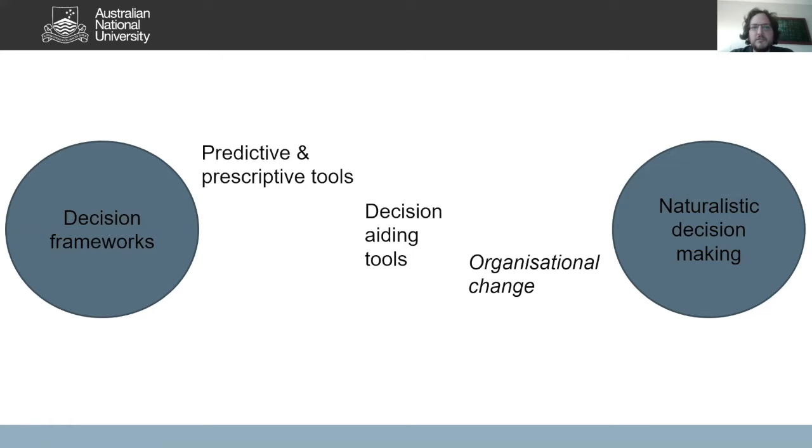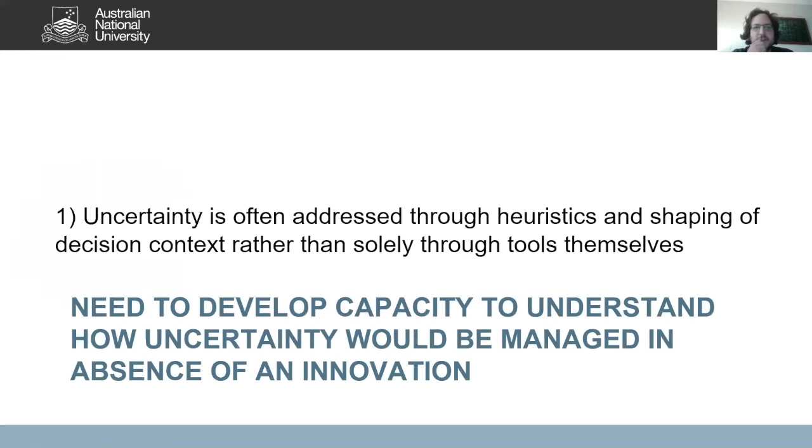So I'll go through 3 points and some examples. The first one is the idea that the gap we're facing is that uncertainty is often addressed through heuristics, shaping of the decision context, so things that are outside of the decision framework itself. And we've got to make sure that the decision framework is able to work well with those. So what we need is capacity to understand, well, what are those things? How is uncertainty actually being managed at the moment in absence of this innovation of introducing new ideas from decision frameworks?